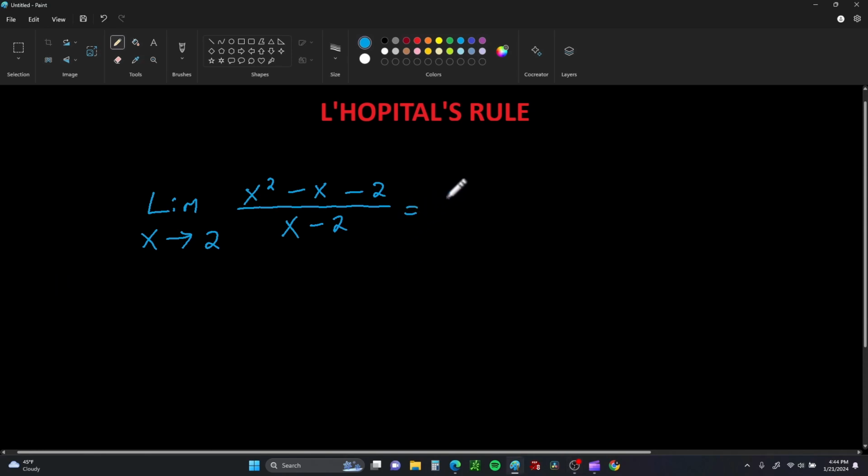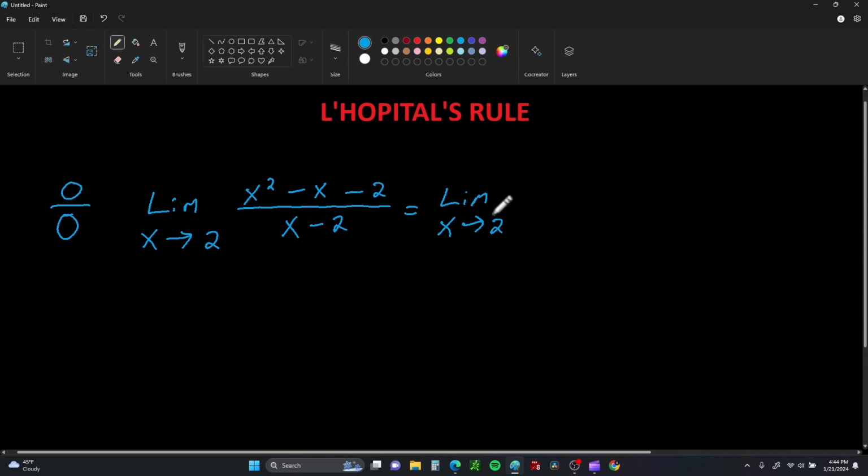So we have the limit as x approaches 2. If I was to actually substitute in the 2, I would get 2 squared is 4, 4 minus 2 is 2, minus another 2 is 0. And then on the bottom, I would have 2 minus 2. So this is an indeterminate form of 0 over 0.